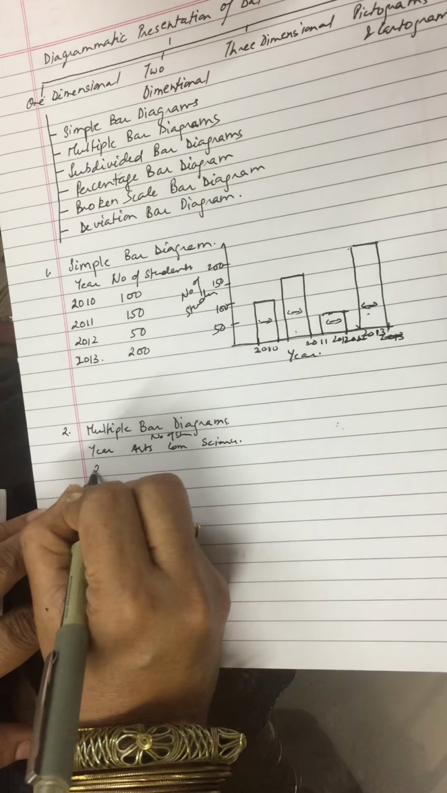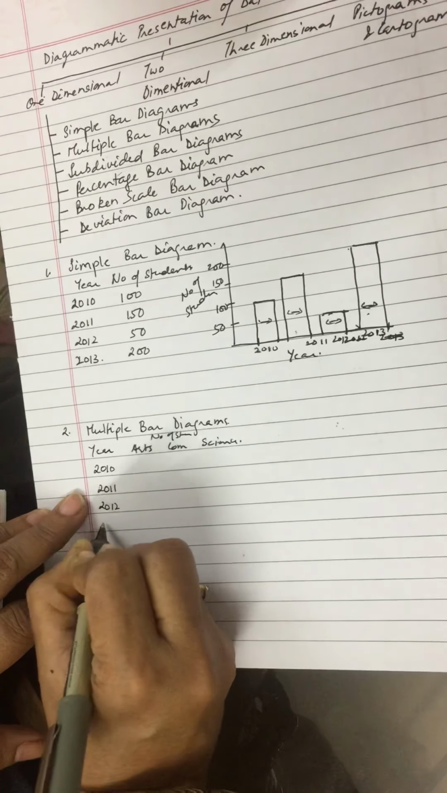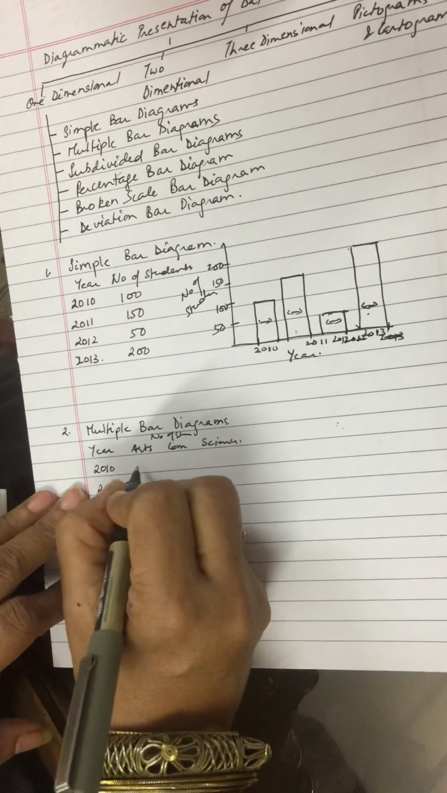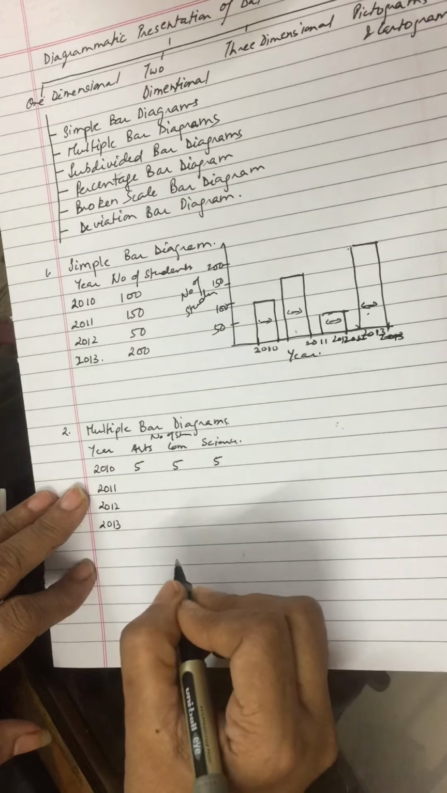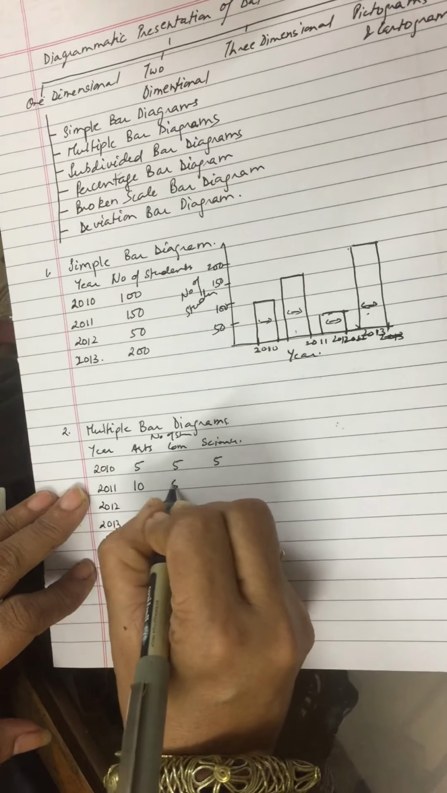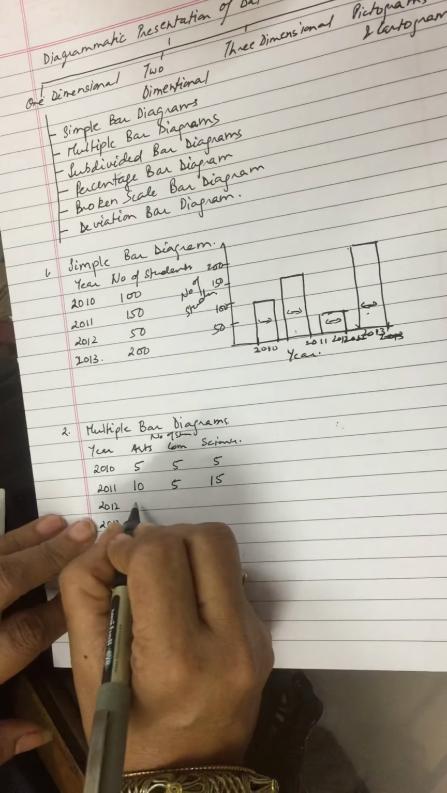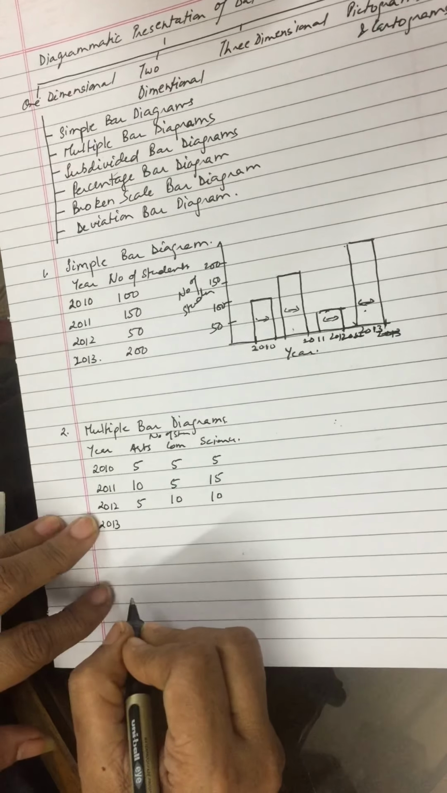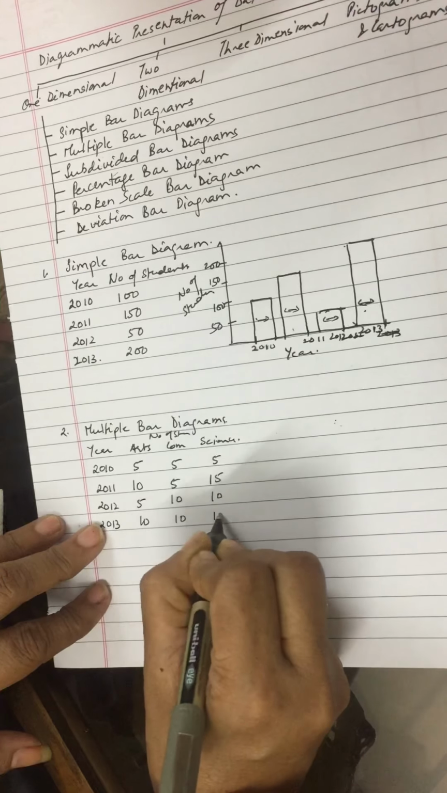So I've got the year as 2010, 2011, 2012 and 2013. And here I take, there are 5 students in arts, there are 5 in commerce and there are 5 in science. Second year I take, there are 10 students in arts, there are 5 students in commerce and there are 15 students in science. Third year I take, there are 5 students in arts, 10 students in commerce, 10 students in science. And the fourth year I take again 10 students in all the 3 areas.